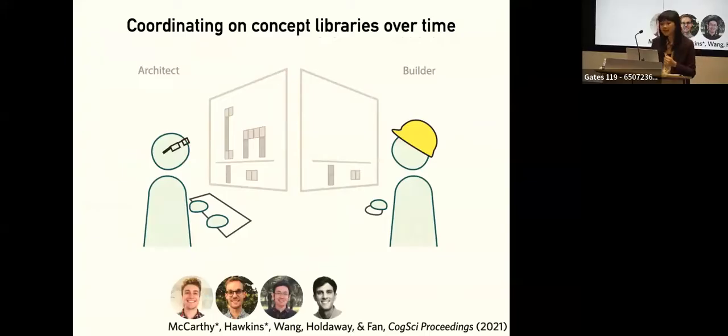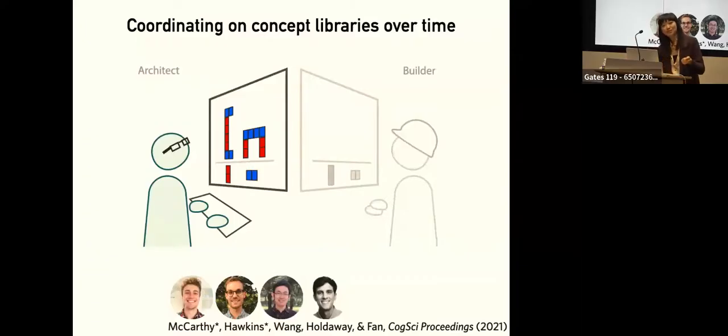In a recent study led by Will McCarthy and Robert Hawkins with key contributions from Haliang Wang and Cameron Holdaway, we tried to get at this question by, again, pairing people up to play a game. This time it was a building game. One person played the role of the architect and the other the builder. The architect could see the plans for the towers they were supposed to build, but couldn't place blocks.